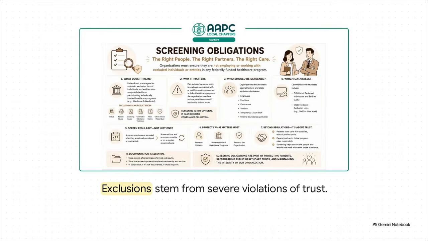Now, people don't just end up on these lists by accident, right? These exclusions exist for a reason. They're triggered by severe violations of trust and law, things like program fraud, patient abuse, licensing revocations, and controlled substance violations. It even covers financial issues, like defaulting on health education loans. Ultimately, the government maintains these lists to keep bad actors far away from vulnerable patients and, just as importantly, away from the public purse. It's really all about protecting the integrity of the entire healthcare system.